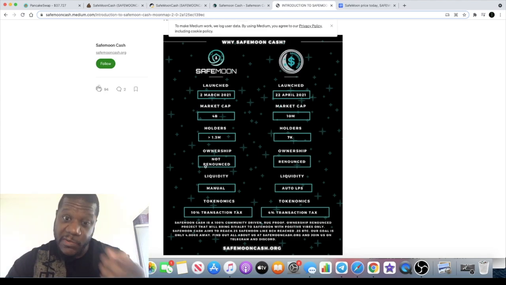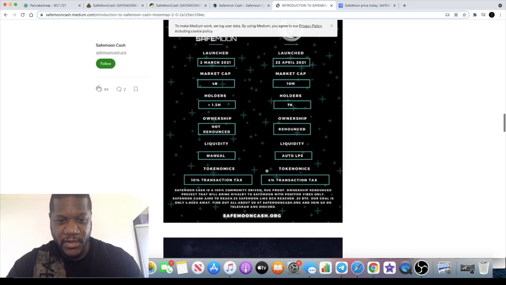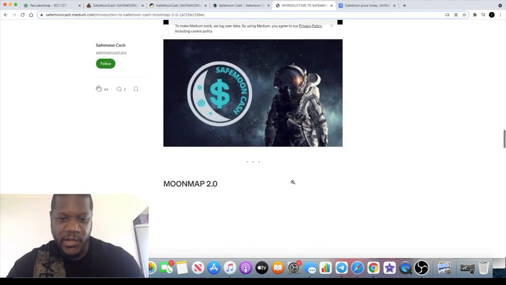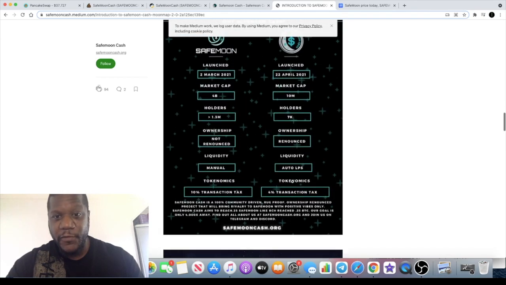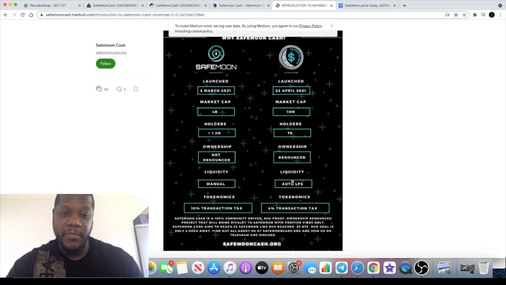The ownership's not renounced on Safemoon, the ownership is renounced on Safemoon Cash. Liquidity is manual on Safemoon, liquidity is automatic on Safemoon Cash. And finally, tokenomics: there's a 10% transaction tax on Safemoon and only a 4% transaction tax on Safemoon Cash. So they definitely set themselves up to be competition for Safemoon. Bear that in mind.